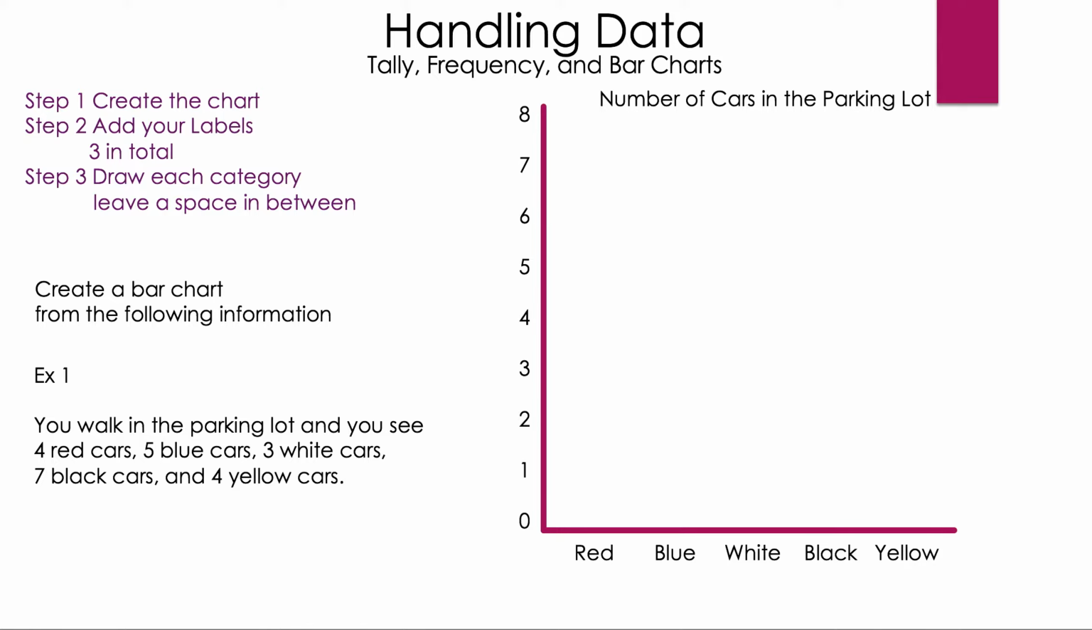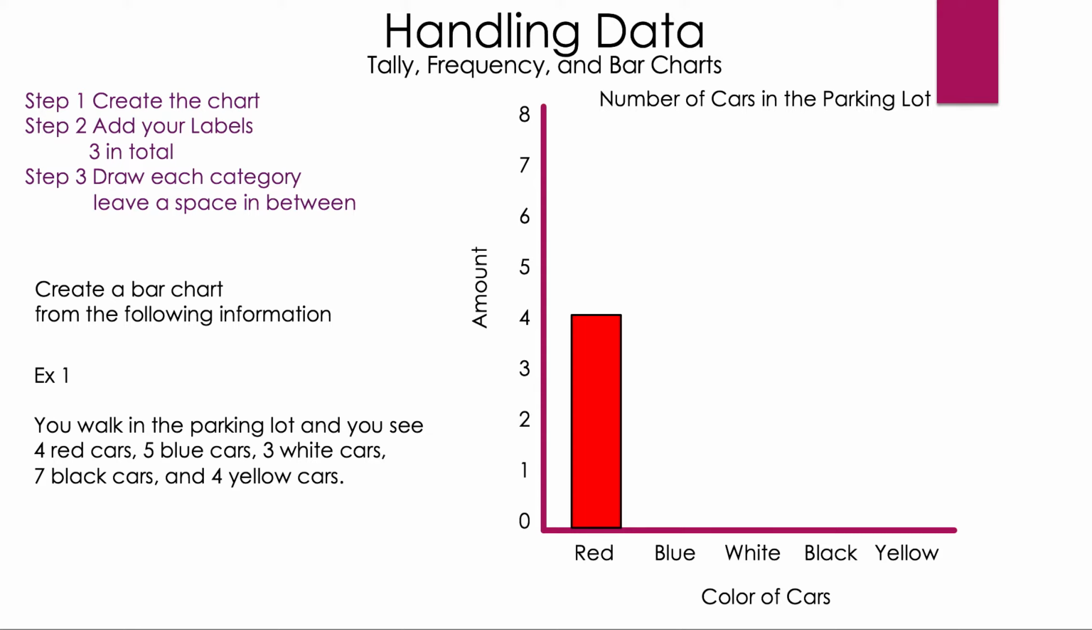So the title is number of cars in the parking lot. Next, we're going to put the title or label for the y-axis, which is amount. And then finally the title or label on the bottom, which is color of cars. Now we're going to start drawing the categories on the graph.